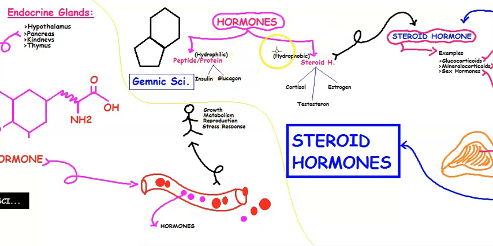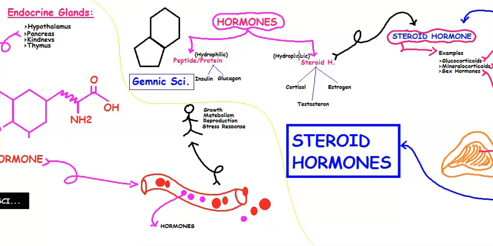Here we have the hydrophobic, which is also a combined word. Hydro means water, and phobic means hate. The steroid hormones basically do not like water, or they tend to stay away from water. Examples are cortisol, testosterone, and estrogen.